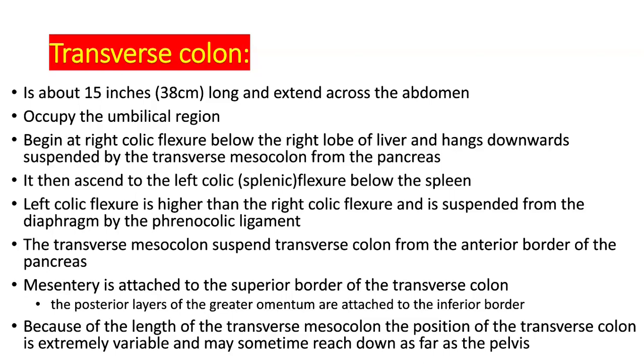The left colic flexure is higher than the right colic flexure and is suspended from the diaphragm by the phrenicocolic ligament. The transverse mesocolon suspends the transverse colon from the anterior border of the pancreas, and the mesentery is attached to the superior border of the transverse colon. The posterior layers of the greater omentum are attached to the inferior border of the transverse colon. Because of the length of the transverse mesocolon, the position of the transverse colon is extremely variable and may sometimes reach down as far as into the pelvis.